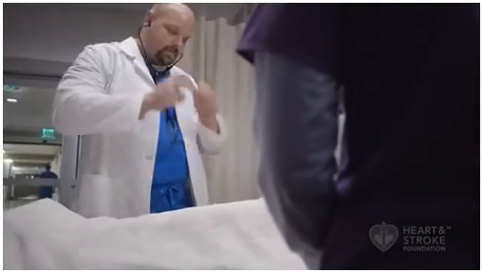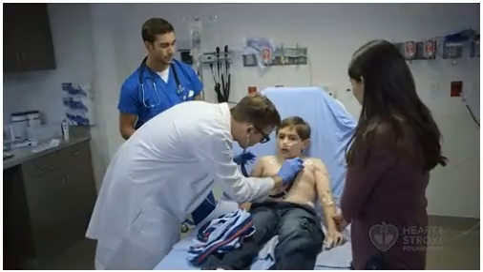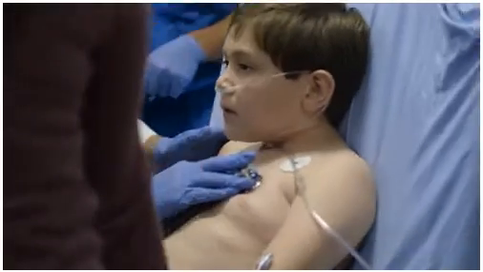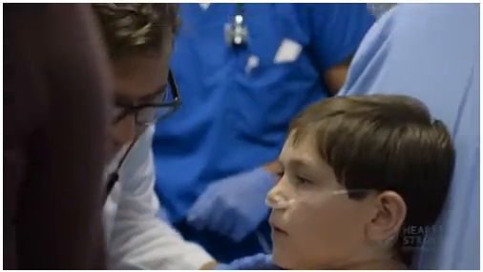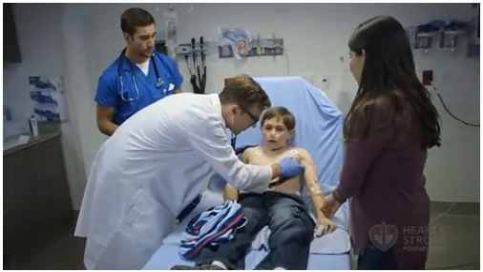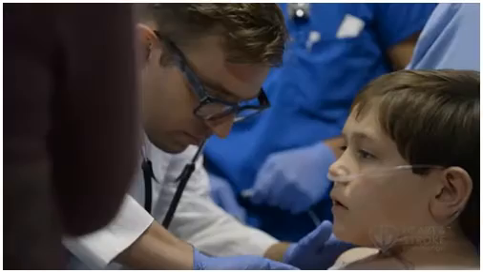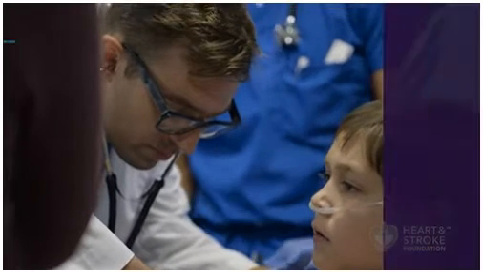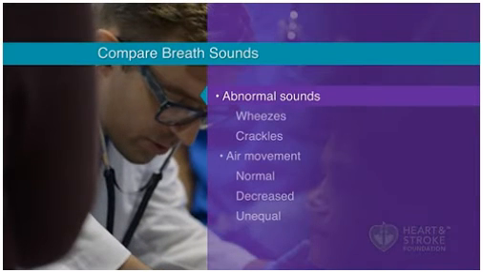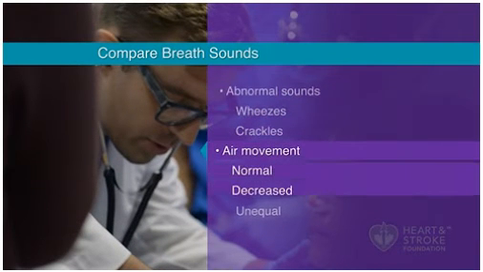Now, using a stethoscope, listen to the following areas: front of the chest, just to the left and right of the sternum, under each axilla, and both sides of the back. Is the air movement normal or decreased? Compare breath sounds on the left side to those on the right, and compare sounds in the front to those in the back. Listen for abnormal sounds, such as wheezes or crackles, and determine if air movement is normal, decreased, or unequal.